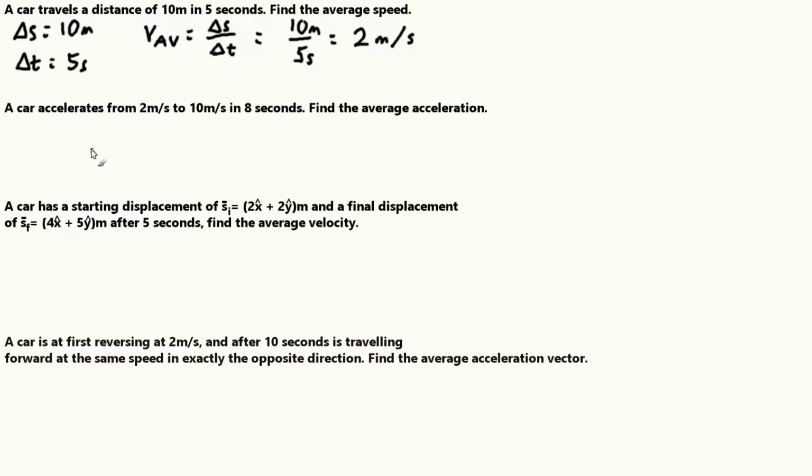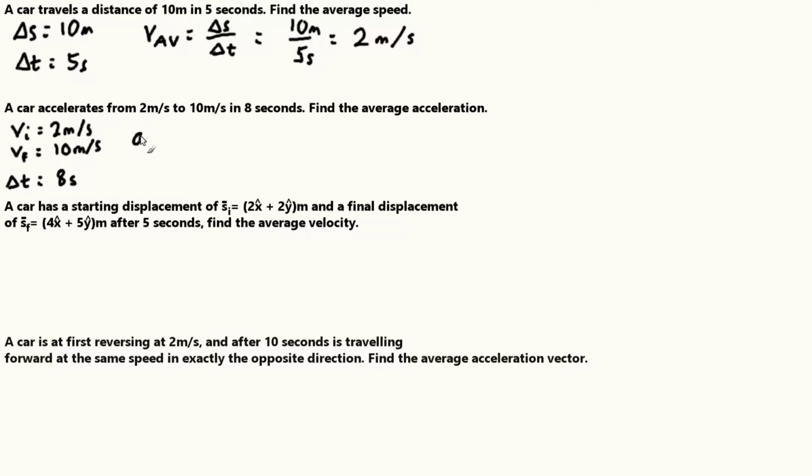Let's move on to the second question. A car accelerates from 2 to 10 meters per second in 8 seconds, and we must find the average acceleration. Let's list down what we know. We know that the initial speed, vi, is going to be equal to 2 meters per second. We know that the final speed will be equal to 10 meters per second. And we know that the change in time is equal to 8 seconds.